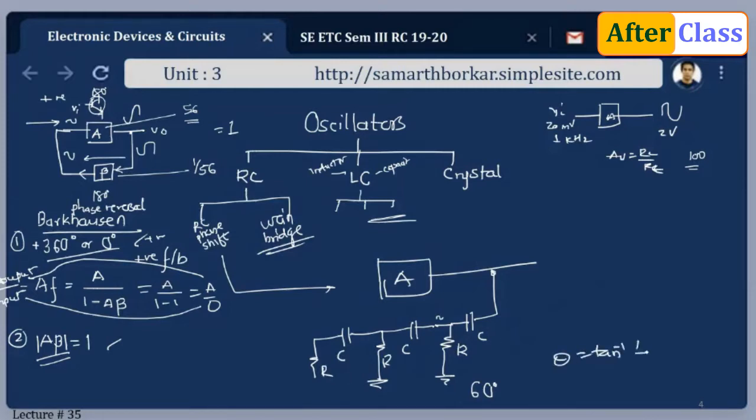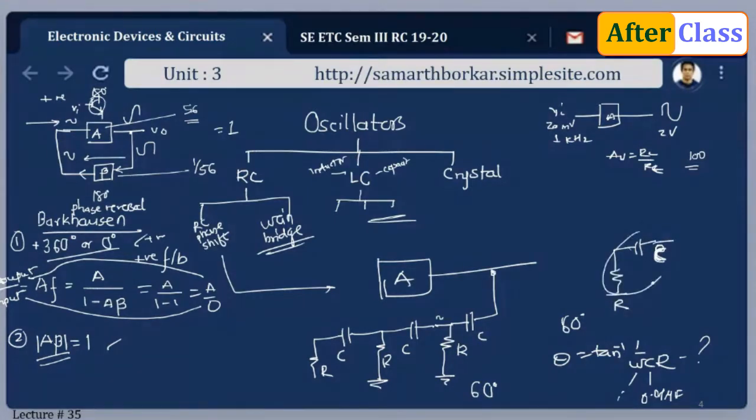Tan inverse of 1 upon omega CR. Omega is 2 pi f. So depending upon the frequency and the capacitor and R, we can decide this angle, or we can fix it to, say, 60 degrees. Choose a frequency of our choice, capacitor to be say 0.01 microfarad, and then you calculate the value of R. Then you mount this value of CR, and you should get 60 degrees. If I make use of one RC section, here this is the capacitor, and here I'm having a resistor.